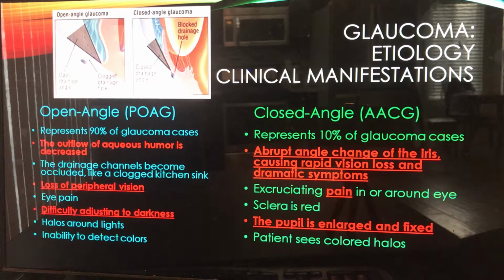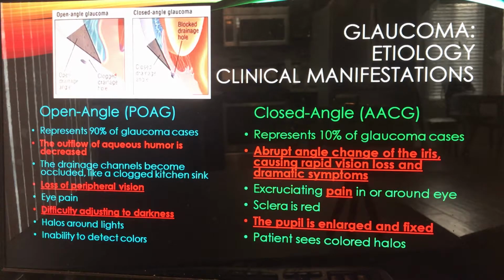So your next major disorder is glaucoma. And with glaucoma, you have what's called open angle and closed angle. So your open angle, this represents about 90% of the glaucoma cases. So this is going to be your most common form. And this is where the outflow of aqueous humor is decreased. So the drainage channels become occluded like a clogged kitchen sink, and they're going to have loss of peripheral vision. They're going to have eye pain, difficulty adjusting to darkness. They're going to see halos around lights, and the inability to detect colors.